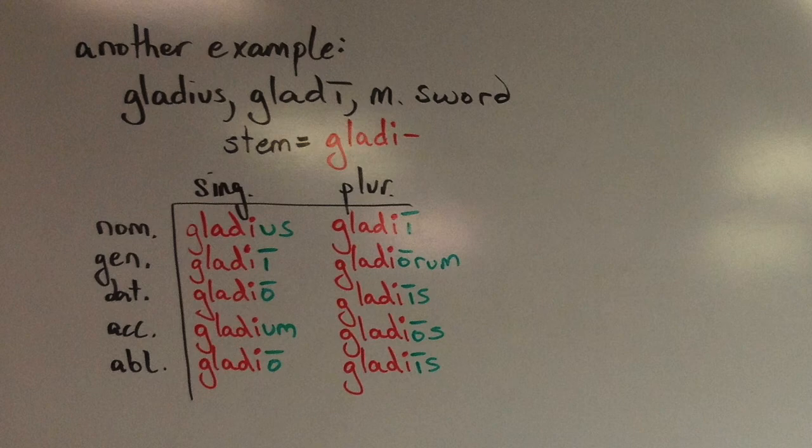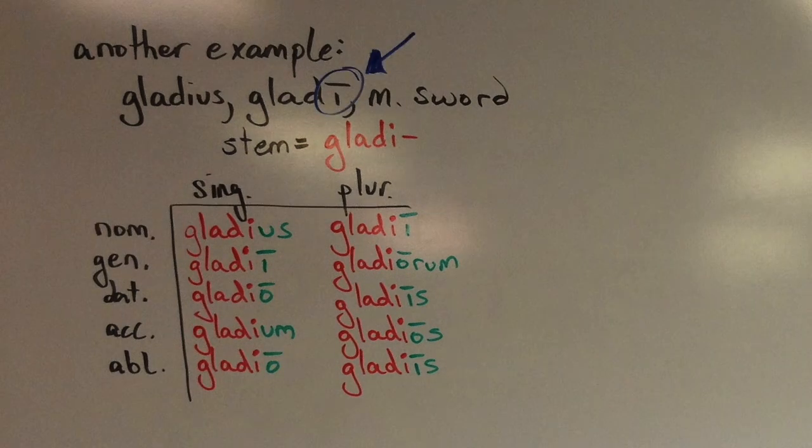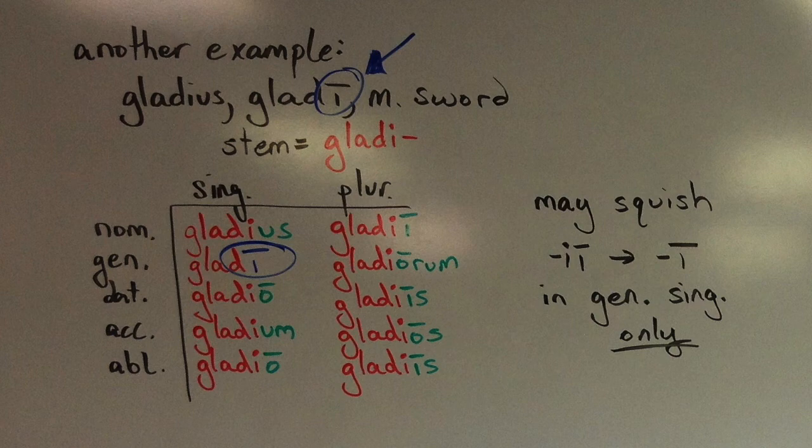Now the last thing to call attention to here is notice in the vocab entry we only had one I for the genitive singular. It says gladius, gladi, one I, masculine, sword. This is because the genitive singular, but only the genitive singular, as I have circled on our chart, may sometimes squish those two I's down to one, giving us gladi, G-L-A-D-I, long I. But that is the only place in this chart where we may squish them. We cannot squish them in the nominative plural, and we also may not squish them in the dative or the ablative plural.